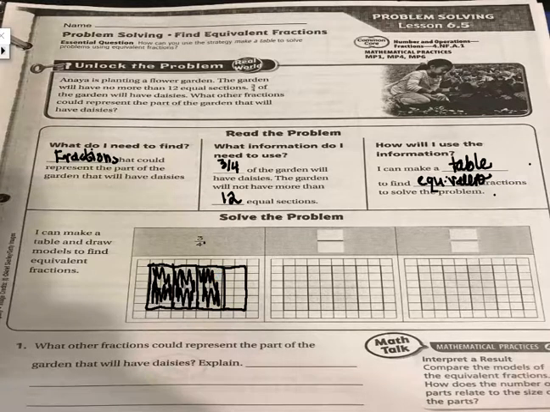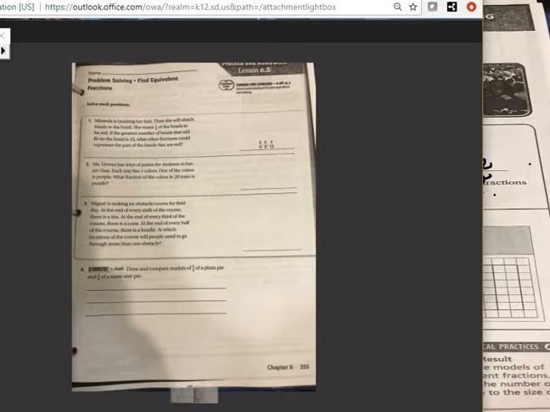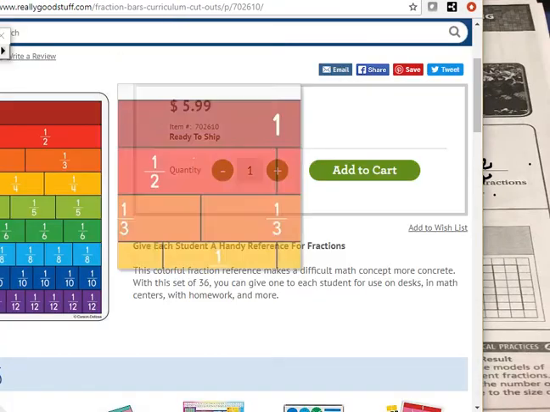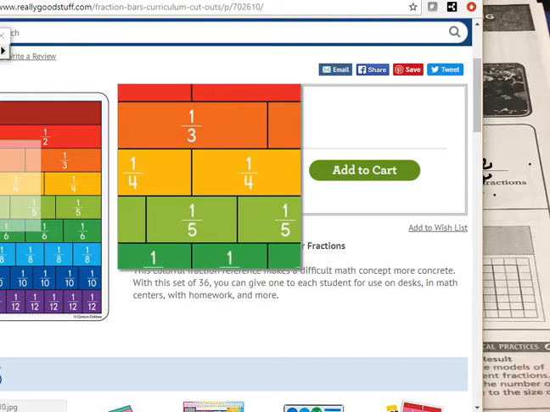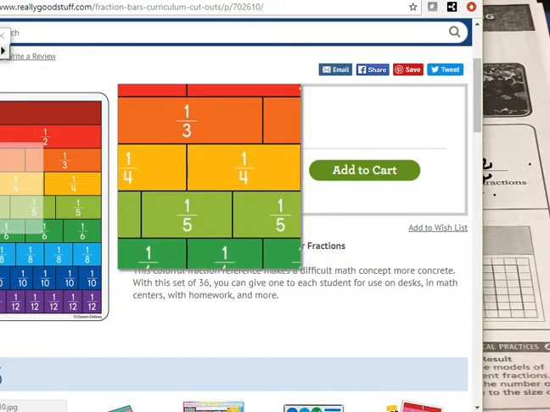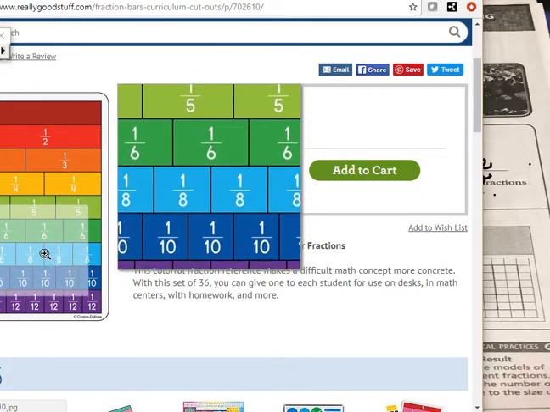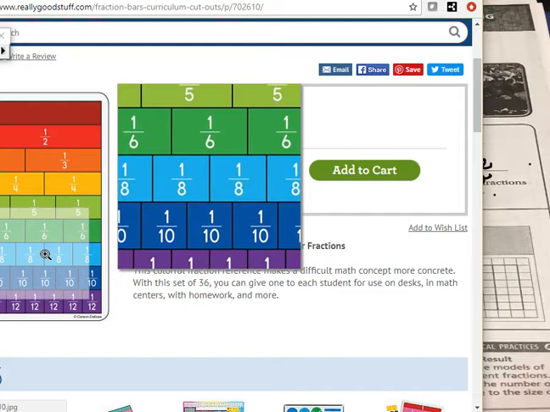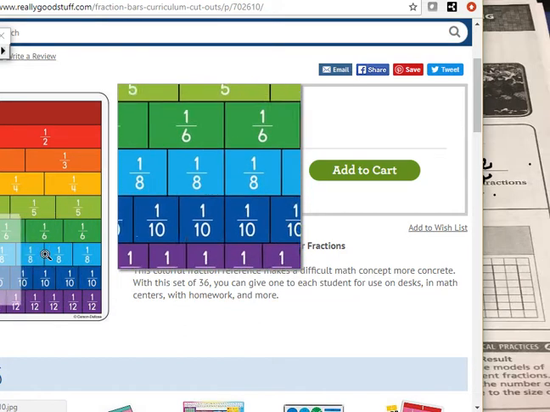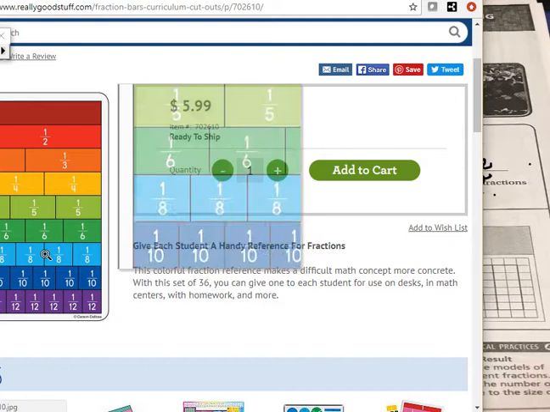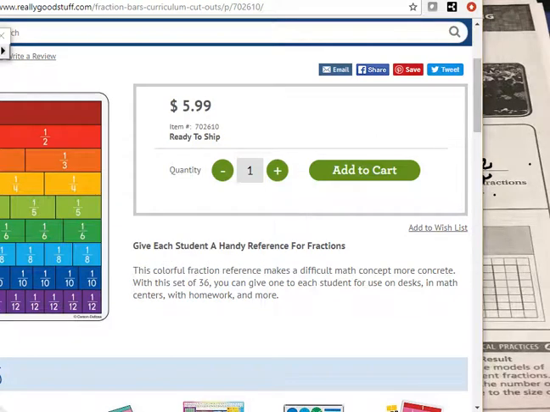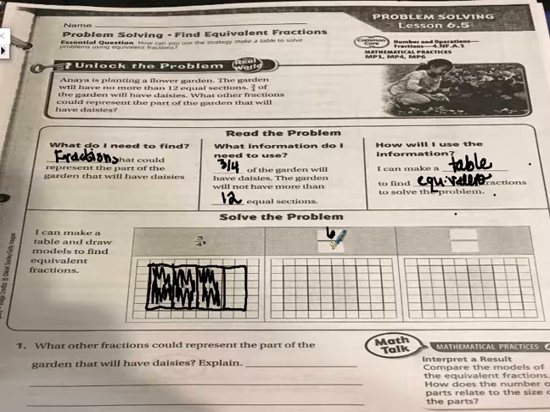If you get your tiles out and look at 3/4, 1, 2, 3, is there another fraction tile that you can put on top of 3/4? If you look really closely, does anything line up with this line right here? Yes. So how many 8s is that? That's 1, 2, 3, 4, 5, 6. So 6/8 is also equivalent to 3/4.